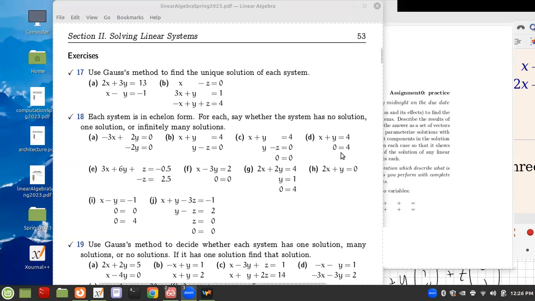This system has no solution because it has a contradiction. No matter what I choose for X and Y to make this first equation true, 0 is never equal to 4. So that's false. That's what happens if there's no solution: you get a contradiction. So there are 0 solutions here. Okay, how about the next 4? Do those and see.